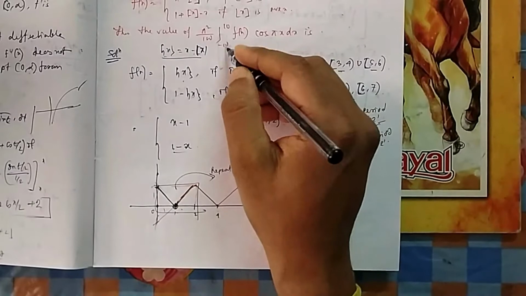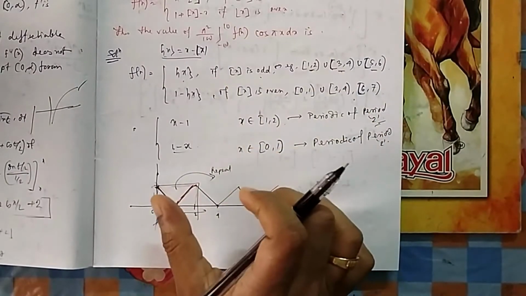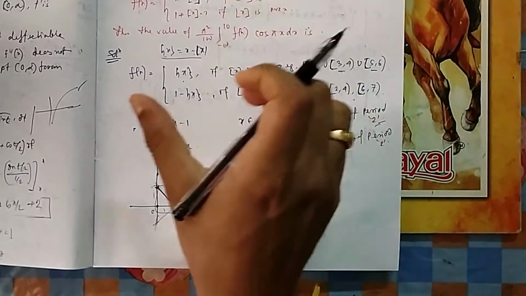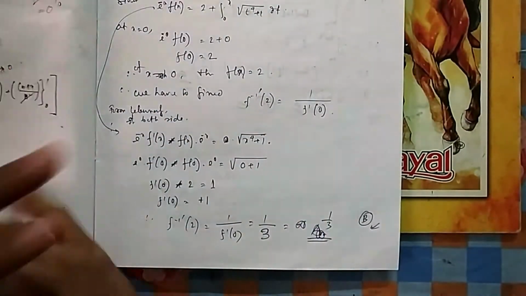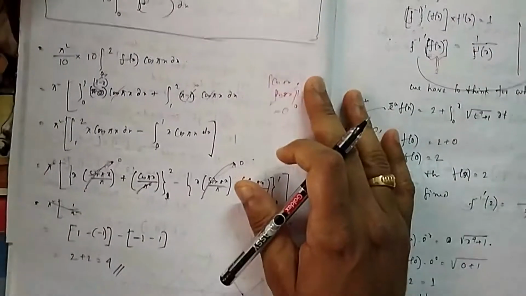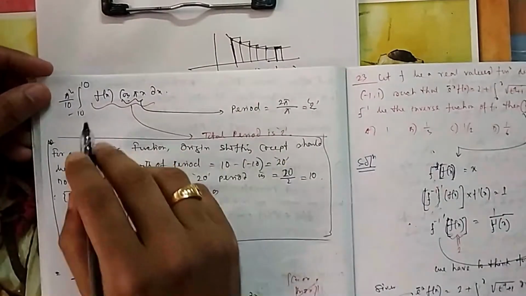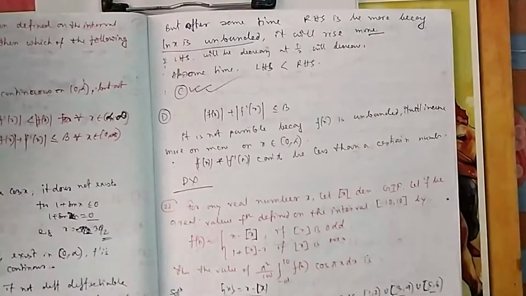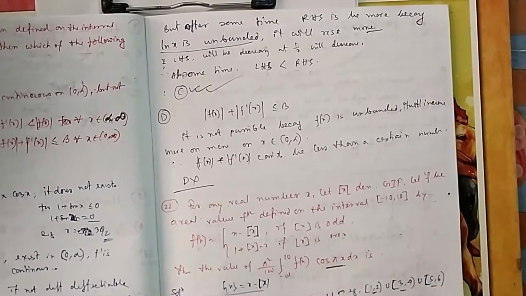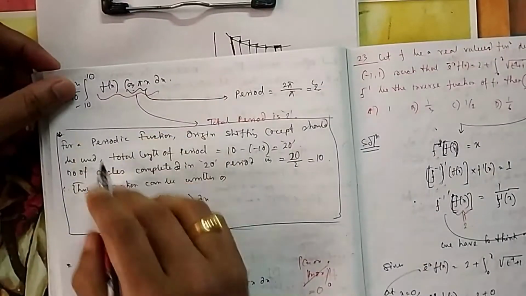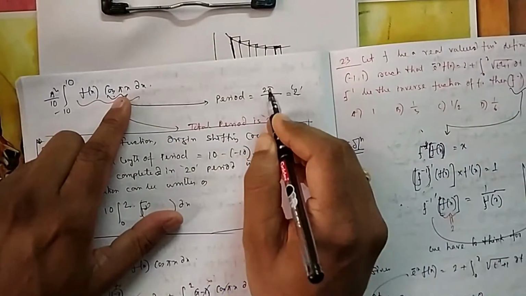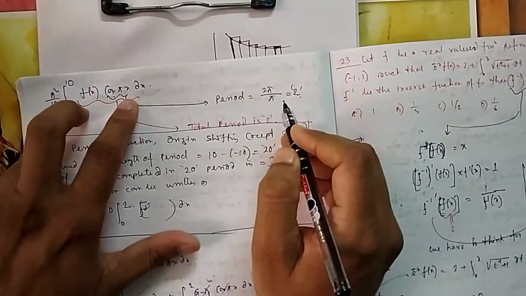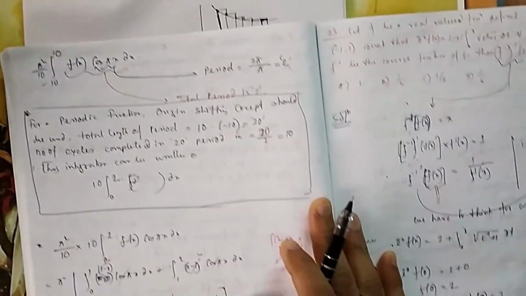So if they ask you minus 10 to 10, whatever, you see how many periods, how many cycles are there, you do integration for one cycle, then multiply by that number. Now you can see it is not only f(x), it is f(x) into cos pi x. So you see the period now. f(x) has a period of 2, and cos pi x, what is the period of this one? cos x is 2 pi, so cos pi x is also 2. So both these have a period of 2, so the product also has a period of 2.